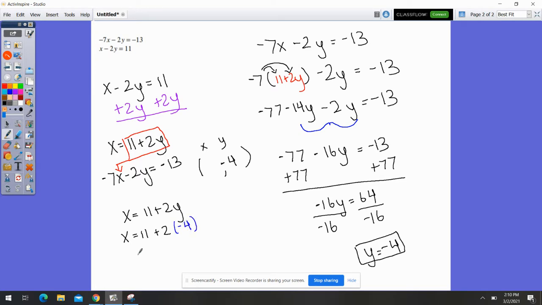So what does this evaluate to? So we multiply first. 2 times negative 4 is negative 8. And 11 minus 8 equals 3. Okay, so our intersection point, our solution of these two lines is (3, negative 4).